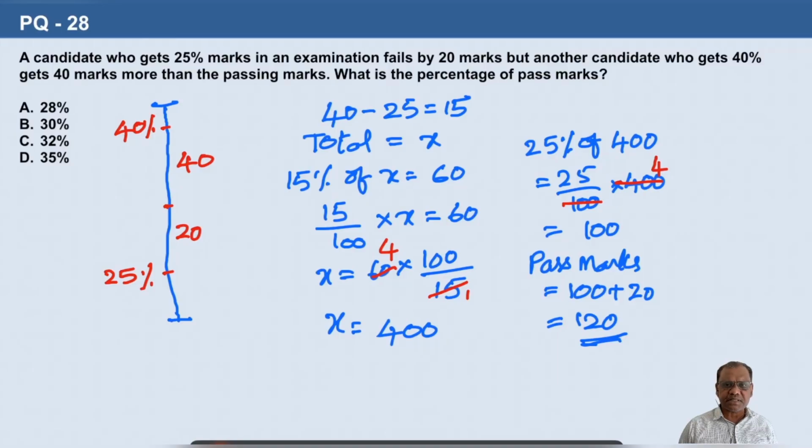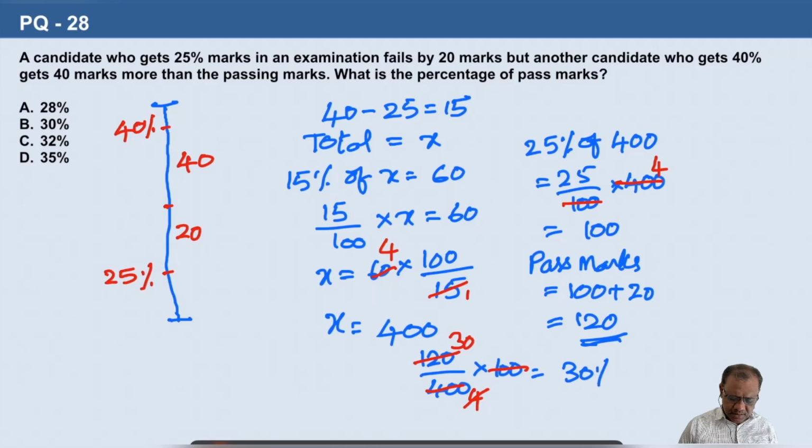Now, what percentage of the total is this? We need to find out the percentage. 120 by 400 into 100. So if you simplify, 4 times 30, that is 30%. 30% is the pass mark. So we needed to find the total, and from the total find the pass mark and then the percentage of the pass mark. 30% is the pass mark, so option B is the right answer.